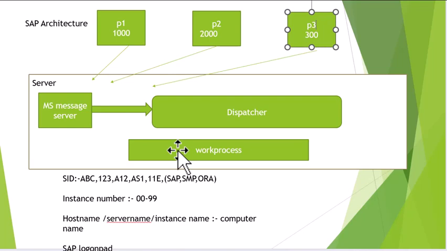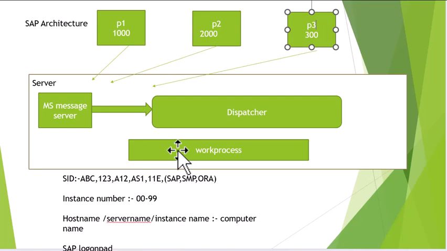And every instance will have a number. Total 100 numbers will be there, starting from 00 to 99. Which means that in one single server you can install your SAP system with 100 instances. It can be the same SAP system or it can be a different SAP system. If it is the same SID, you will have different instance numbers within a single SAP system.